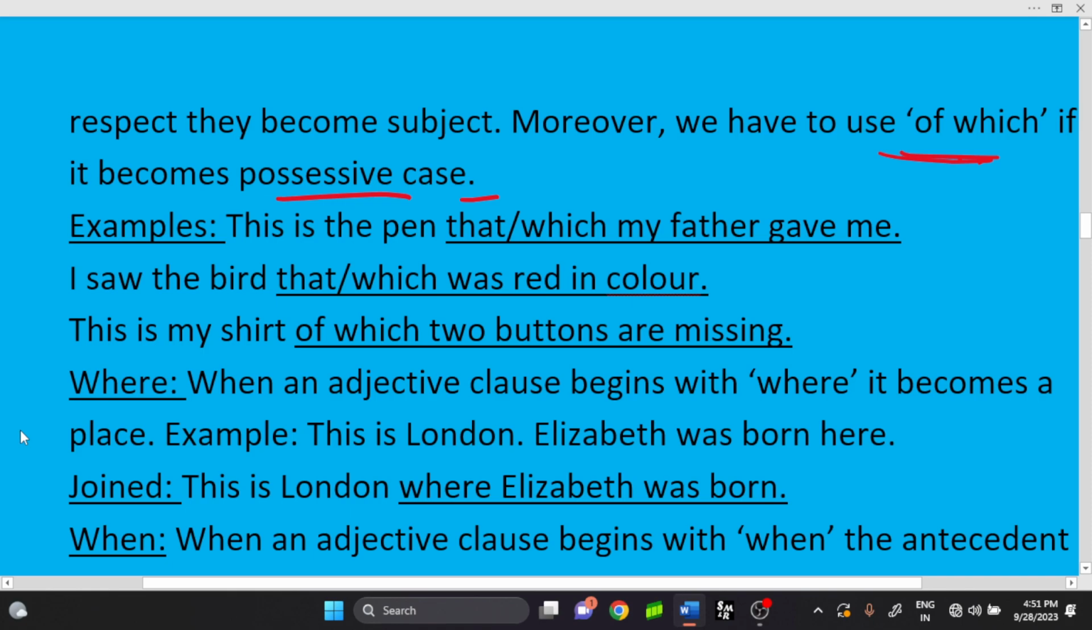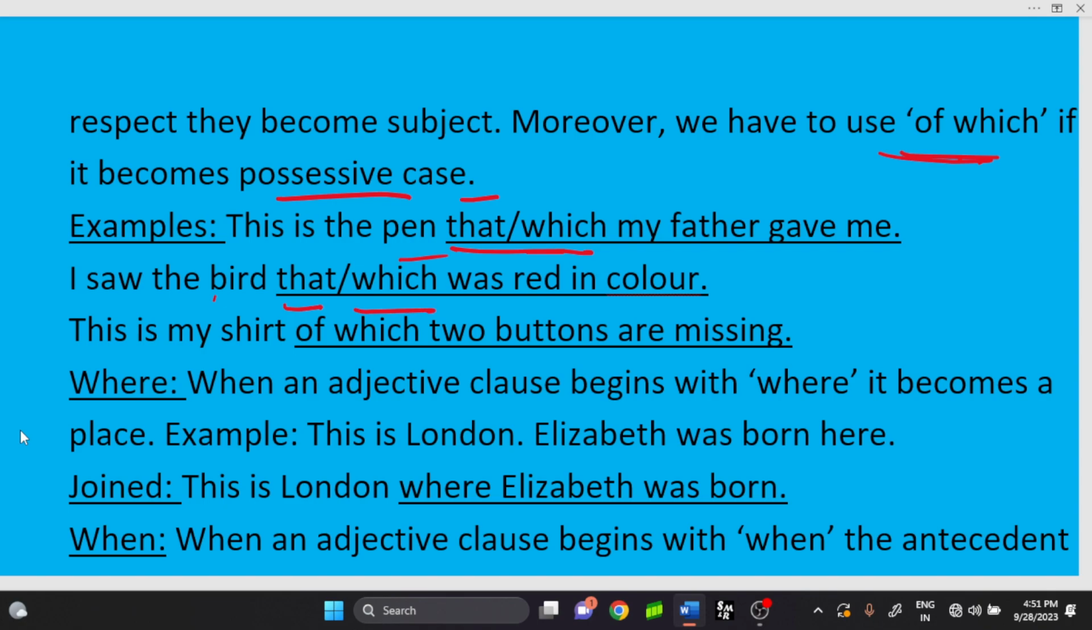This is the pen that my father gave me. Here that and which, the pen becomes the subject. This is the pen which my father gave me. Here it becomes the subject, that or which. Out of the two, we have to use anyone as an alternative. I saw the bird that was red in color. We may use that here or which also.